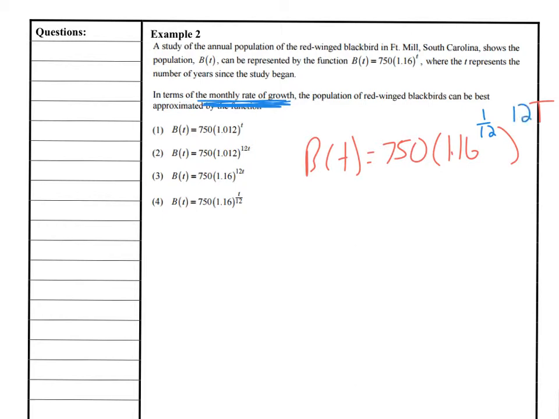I'm going to keep the 12 out here. So the 1/12 and the 12, again, when you raise a power to a power, we've learned you multiply. So when you multiply those two, they would balance and cancel. So my new equation would be 750 times the 1.16 raised to the power of 1/12, which is 1.012, and I have it to the 12t. Now, that is the monthly rate right here.